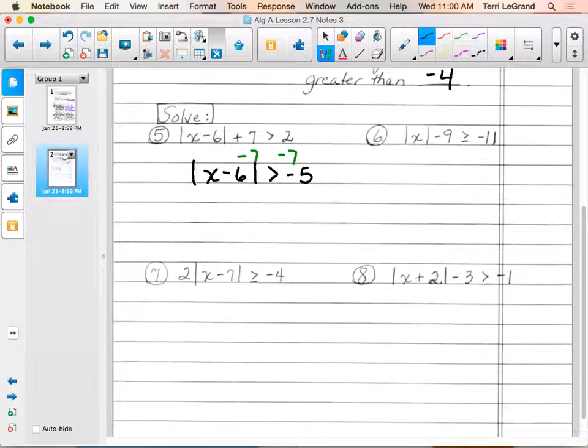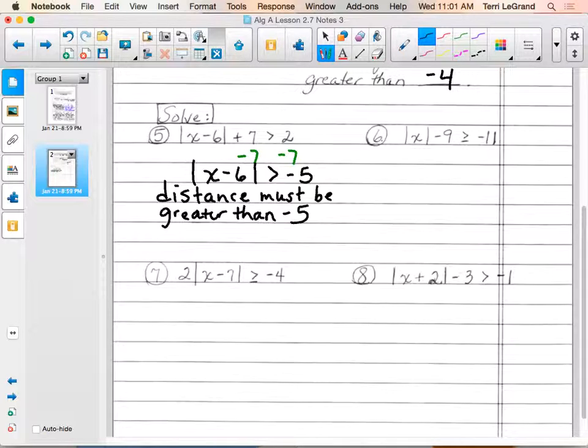-5. So this says distance must be greater than -5. So how do you feel? Distance has to be greater than -5. Distance again is measured in what? How many? What kind of units? Either positive or 0. Is 0 greater than -5?